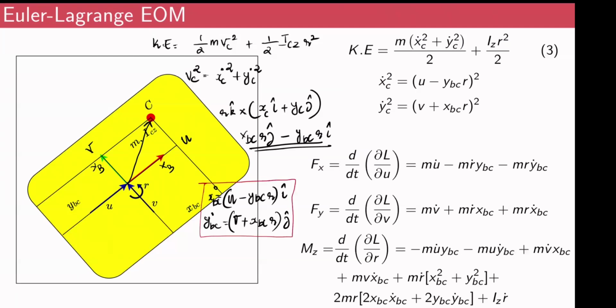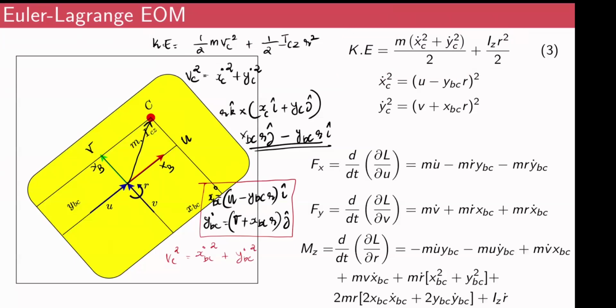To find the resultant linear velocity, Vc square is xbc dot square plus ybc dot square. If you square and add these two components, you will get Vc square, and then you can substitute it into this equation of kinetic energy. Similarly, you can carry over this term as well. So you have essentially derived the kinetic energy of this system.